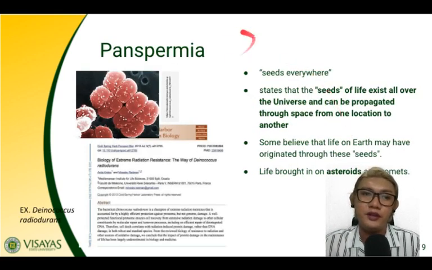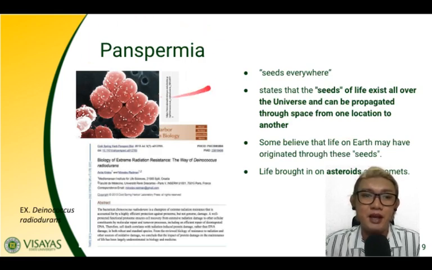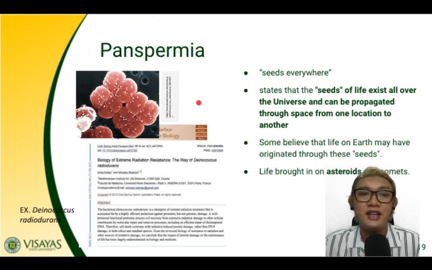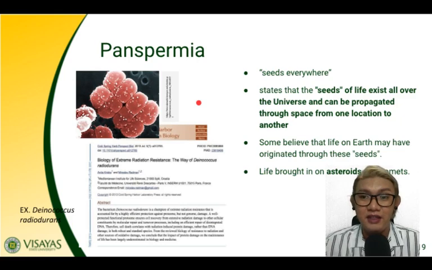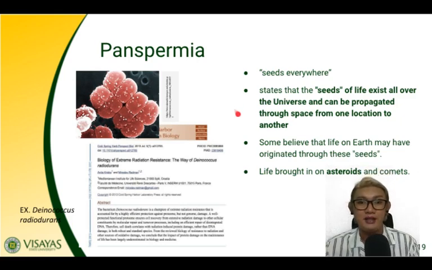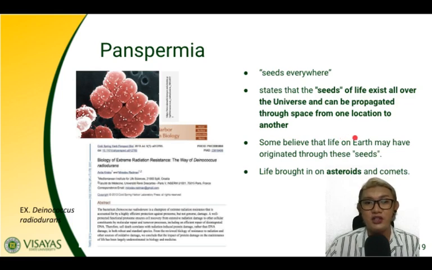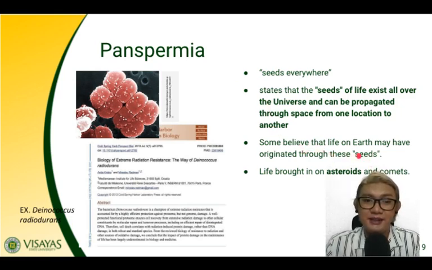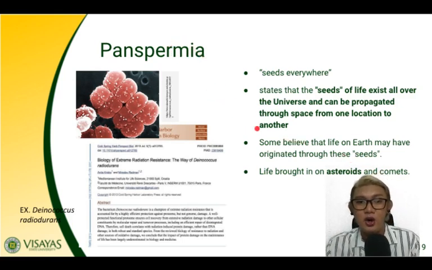Now, the theory of panspermia tells us that the seeds of life exist all over the universe, and that it could be propagated through space from one location to another. So this theory is telling us that life on Earth may come from the universe, not from Earth. Some believe that life on Earth may have originated through the seeds, and that they are brought in on asteroids and comets that have bombarded the Earth.